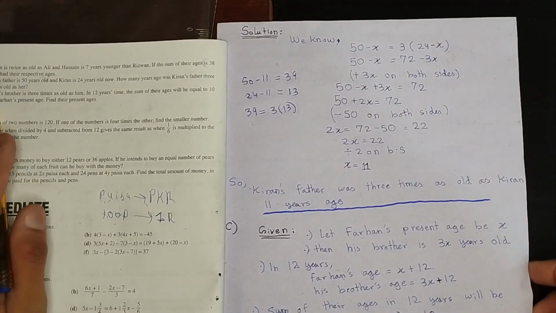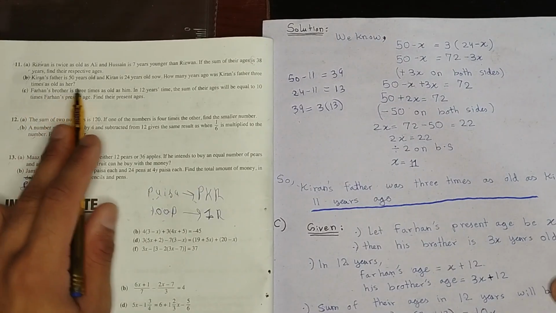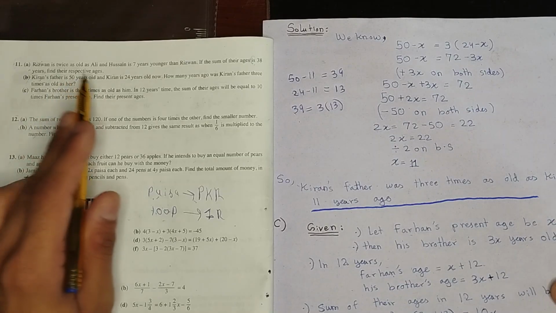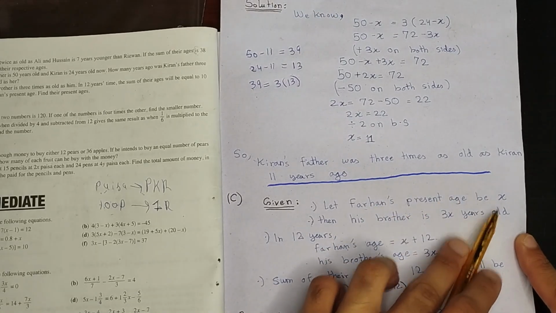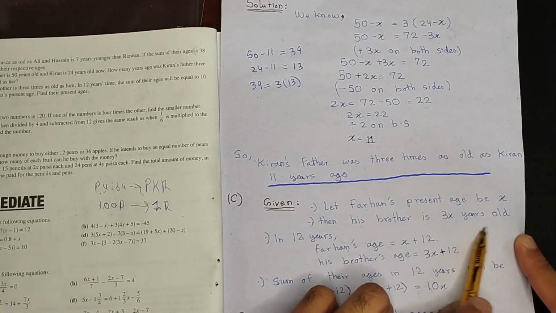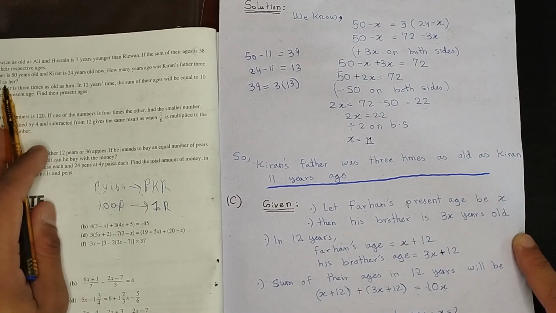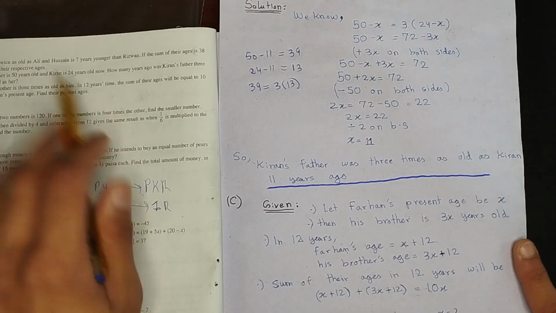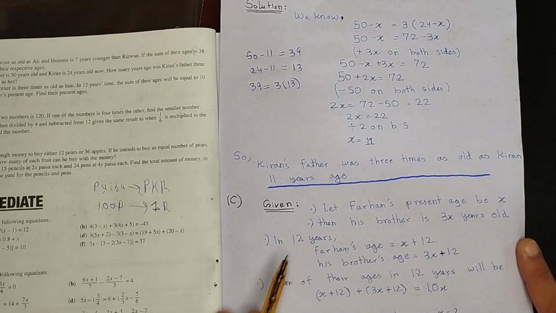Okay, now part C of question number 11. It says Farhan's brother is 3 times as old as him. In other words, Farhan's brother's age is given in terms of Farhan's age. So that's why we felt the need to take Farhan's age as x, and his brother's age will be 3 times x, which means 3 times Farhan's age. Then the question says, in 12 years time. We're just going to take that simple part of a sentence and explain it.